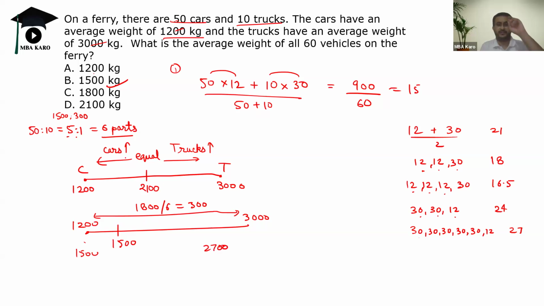But logically, we know that cars are more, so it will not be 2700, it will be 1500. Okay. If you look from this point, if you subtract 300, this will be 2700. If you subtract 1500, you will get 1500. Okay. No matter from which side you add or subtract, you will get the same result. Logic you need to use. Whichever is more, the average will shift towards that side. Okay. So if you use this logic, that is another approach.